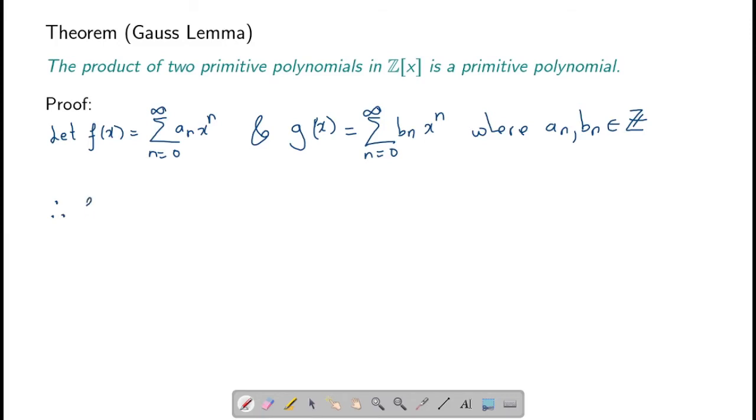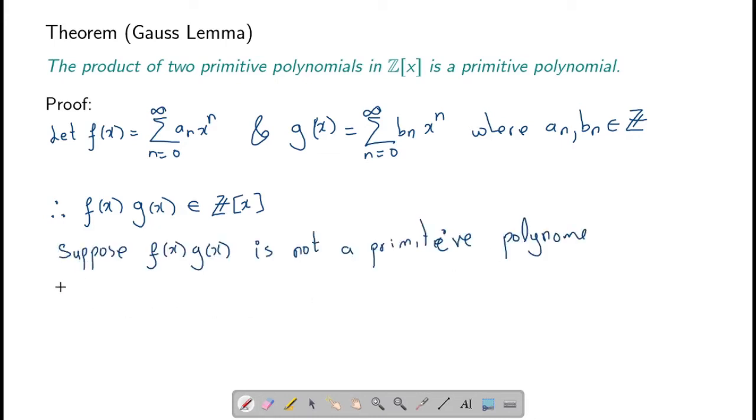Therefore, f(x) into g(x) will again be a polynomial in Z[x]. Now suppose f(x) into g(x) is not a primitive polynomial. This means that f(x) into g(x) has a content greater than 1. Now, since the content C of f(x) into g(x) is greater than 1, we know that C has a prime divisor. Let p be some prime divisor of C.